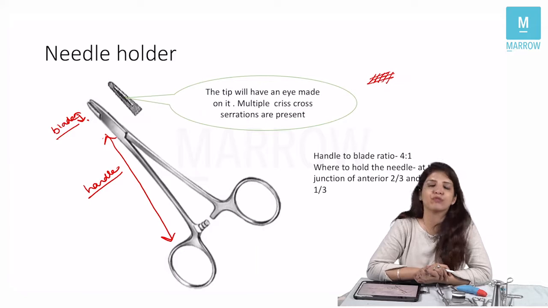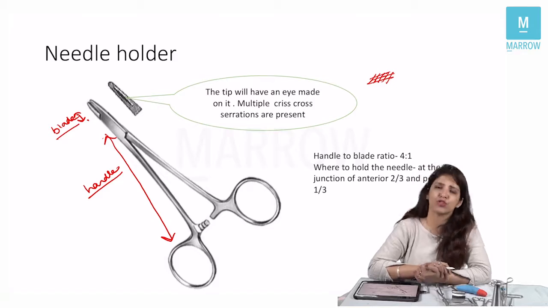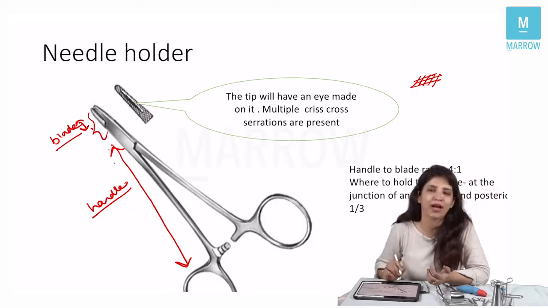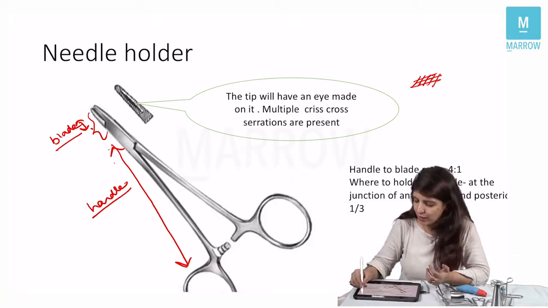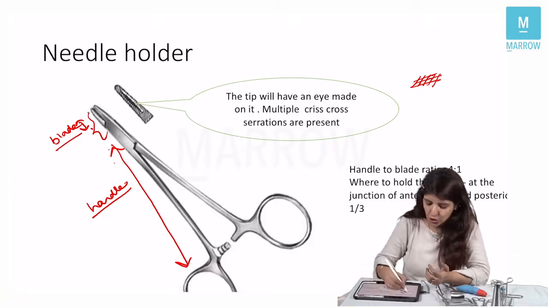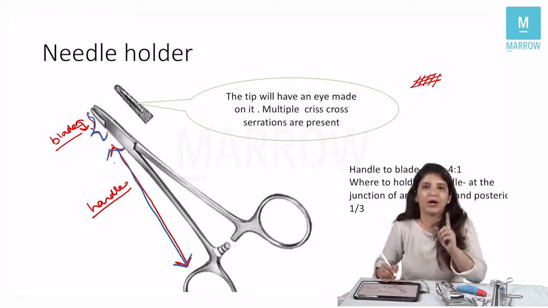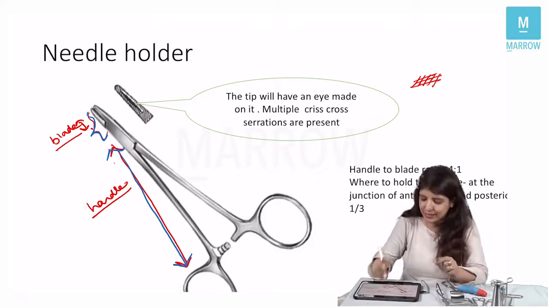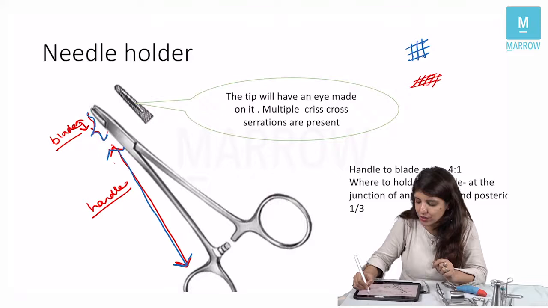Now the next instrument which we should talk about is the needle holder. Very easy to identify instrument because in this instrument you can see the blade is very small in comparison to the handle. I don't have a needle holder. You will have to see the image and understand from this image. So the blade is very small in comparison to the handle. That's one thing. Number two is when you will open the blade, you will see that it has many crisscross serrations.